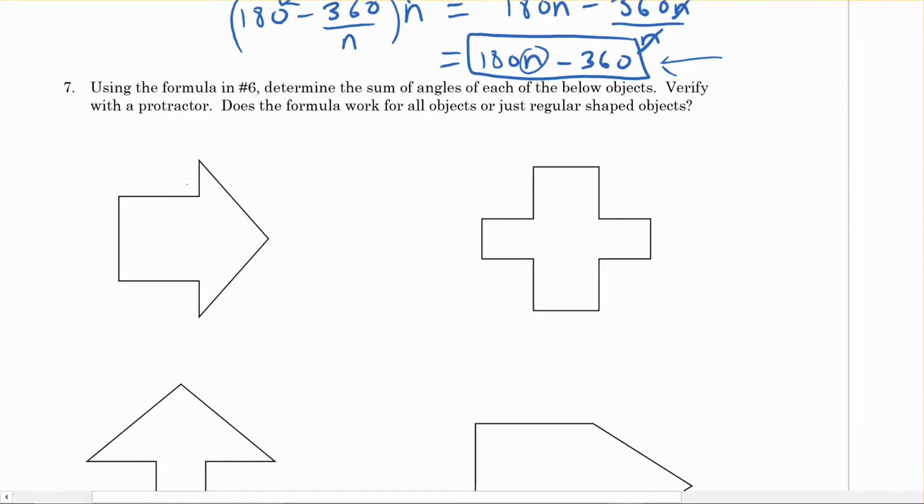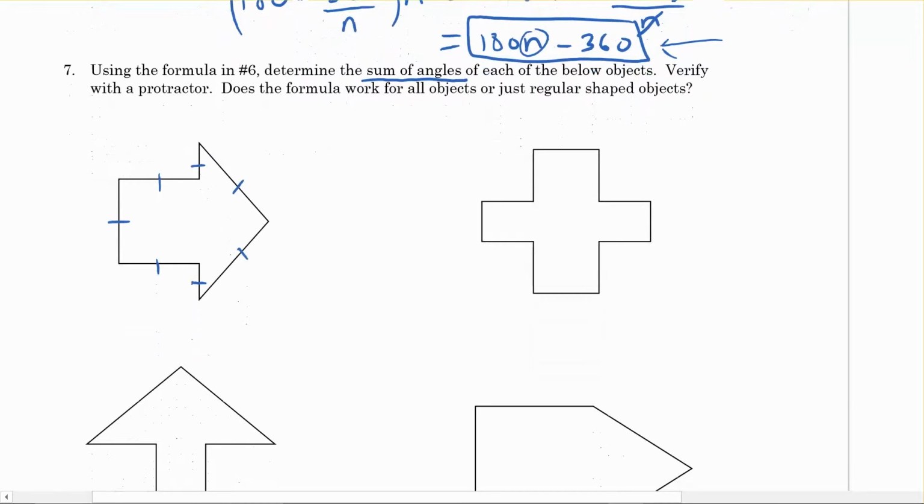So this one has 1, 2, 3, 4, 5, 6, 7 sides. We should be able to figure out the sum of the angles by just plugging in 7 for that one. And then what you're going to do is get a protractor and actually measure it all out. So this would be like 90 degrees there, 90 degrees there, I'm sure. This would be 270 degrees from there to there, 270 from there to there. And you'll have to measure this one, and this one.